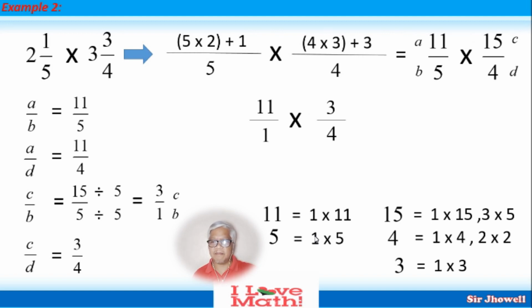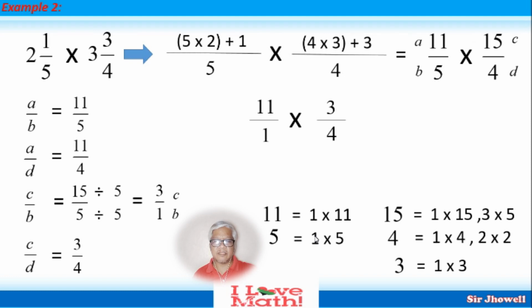So, balik tayo sa pattern. A over B, 11 over 1. Dahil over 1, walang problema. Next, A over D, 11 over 4. The only common factor is 1. So, walang pwedeng makancel. Okay na rin. Next, we have C over B, 3 over 1. Dahil over 1 nga, wala nang pwedeng makancel. And then, lastly, C over D, 3 over 4. Wala na rin pwedeng makancel.